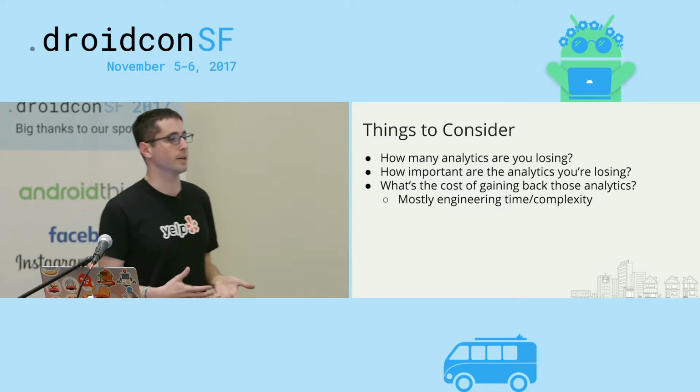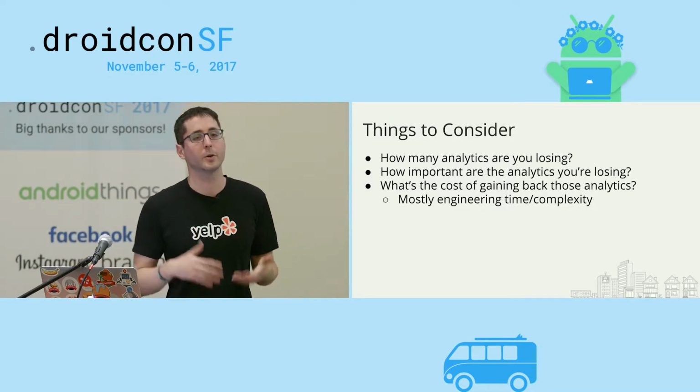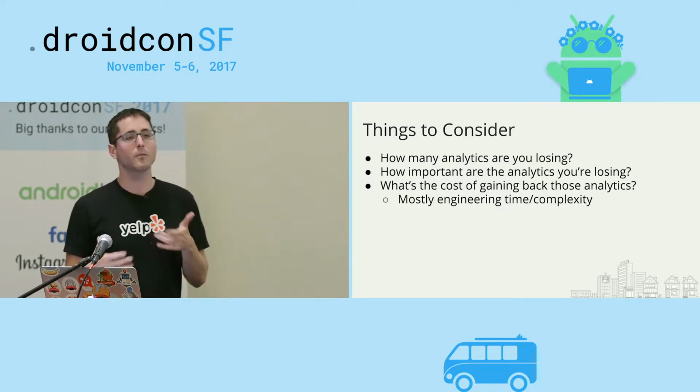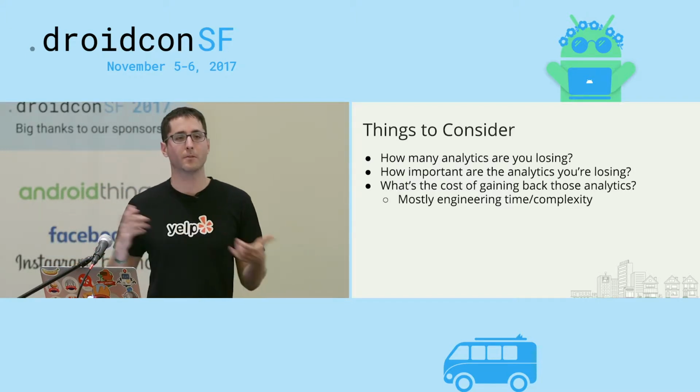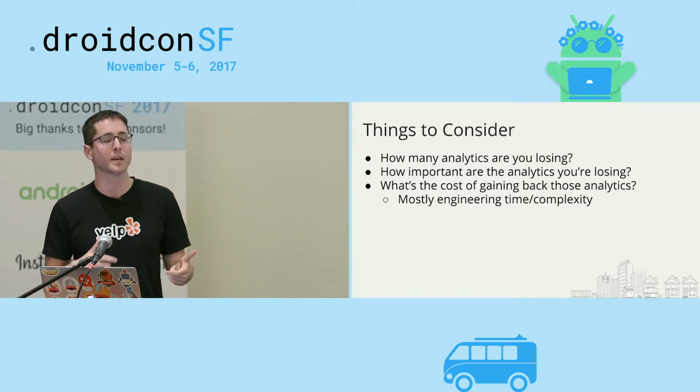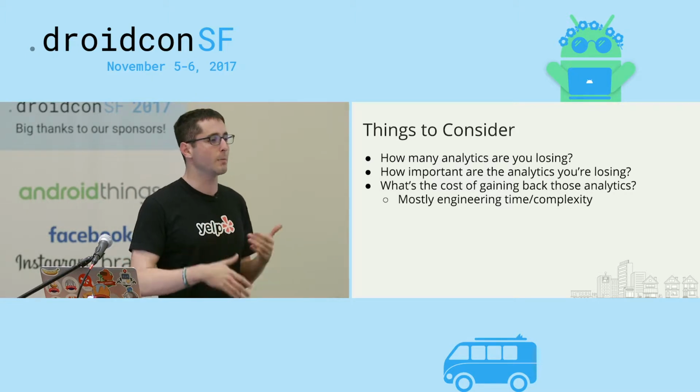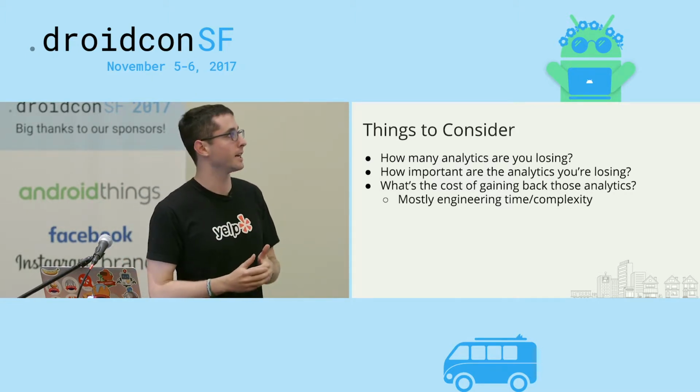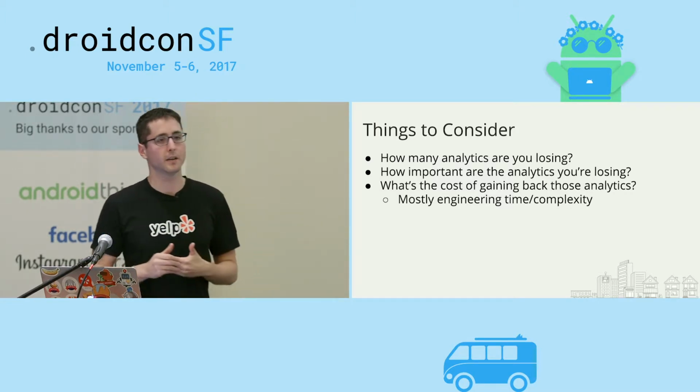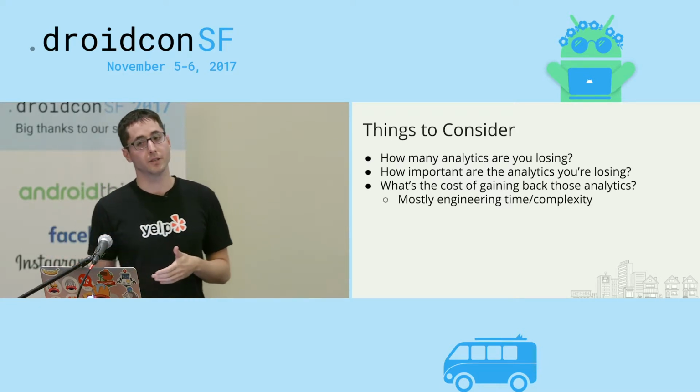So some of the trade-offs to think about here. The first one is, how many analytics are you actually losing because of this? If you have a way to get a sense, maybe you have 2 different analytics services that you can compare against. If you have a way to get a sense for how many of these are actually not reaching my backend in time, or how many are getting duplicated, that can be really important to guide your decision here.